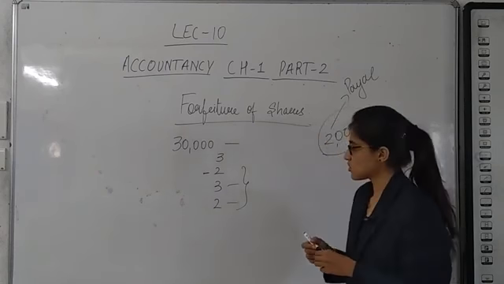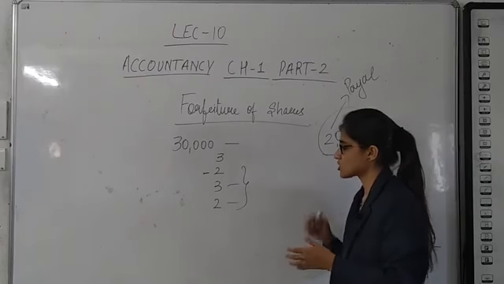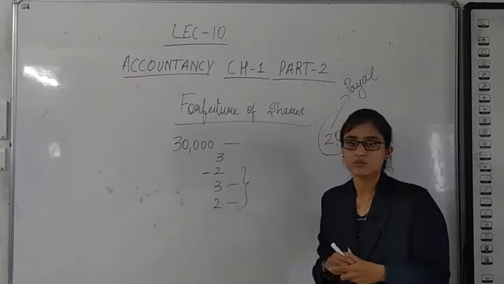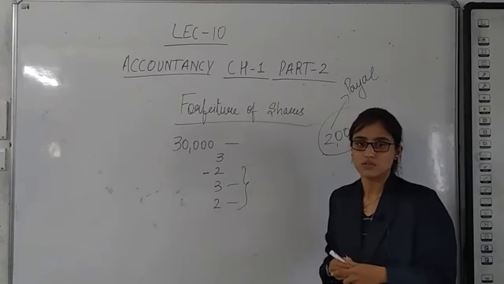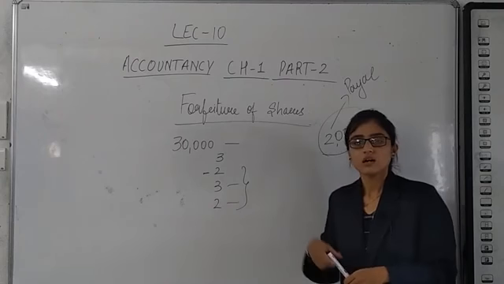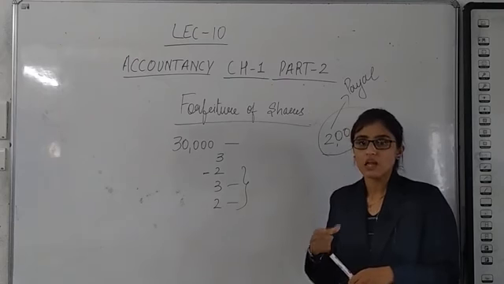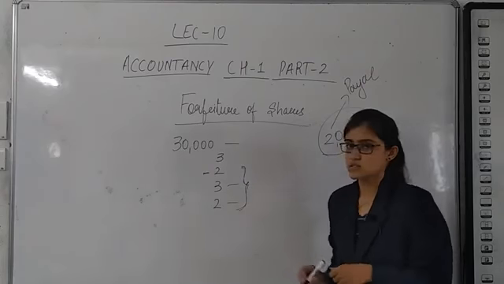So the amount of allotment is not received, the amount for first call is not received, and again the amount for final call is not received. So what are you going to do? There is going to be an effect of calls in arrears in all these three journal entries.